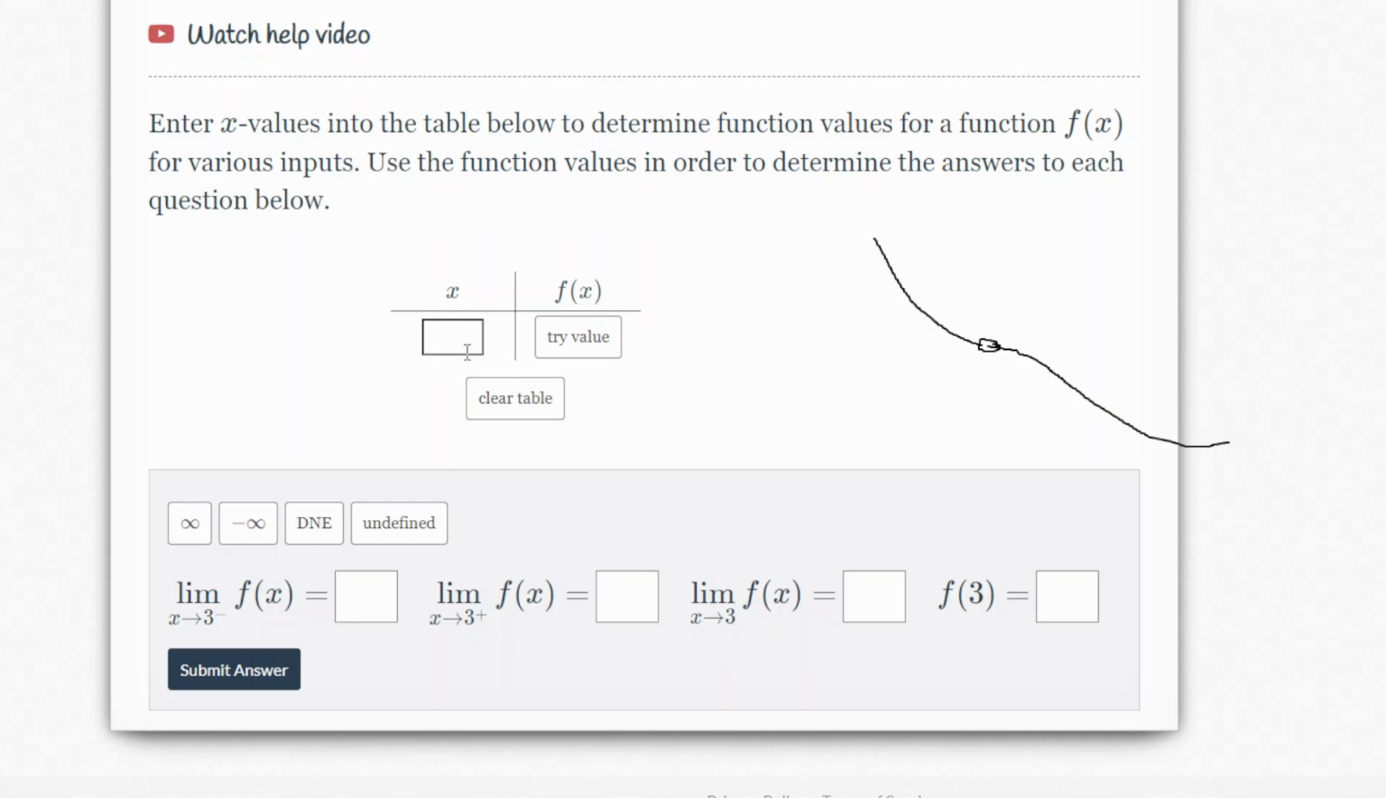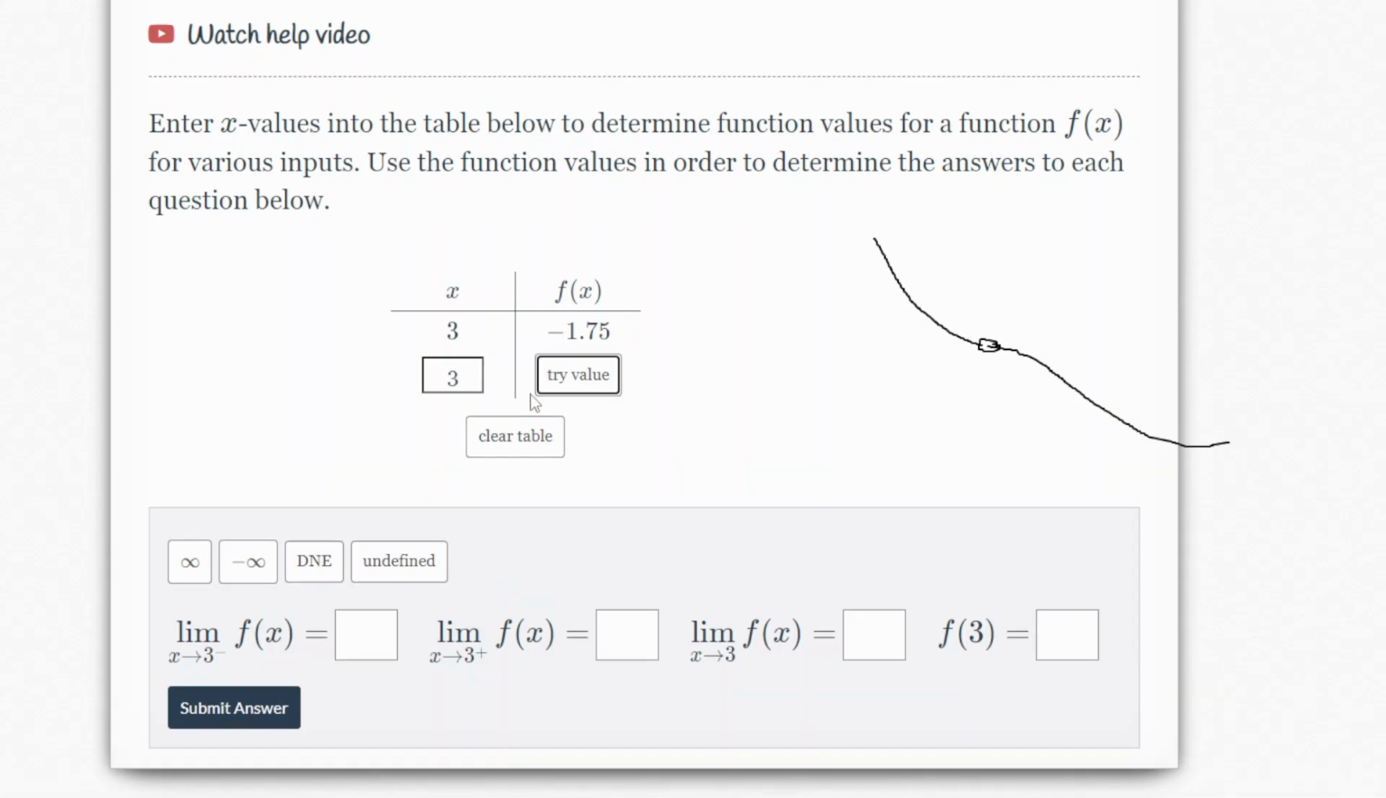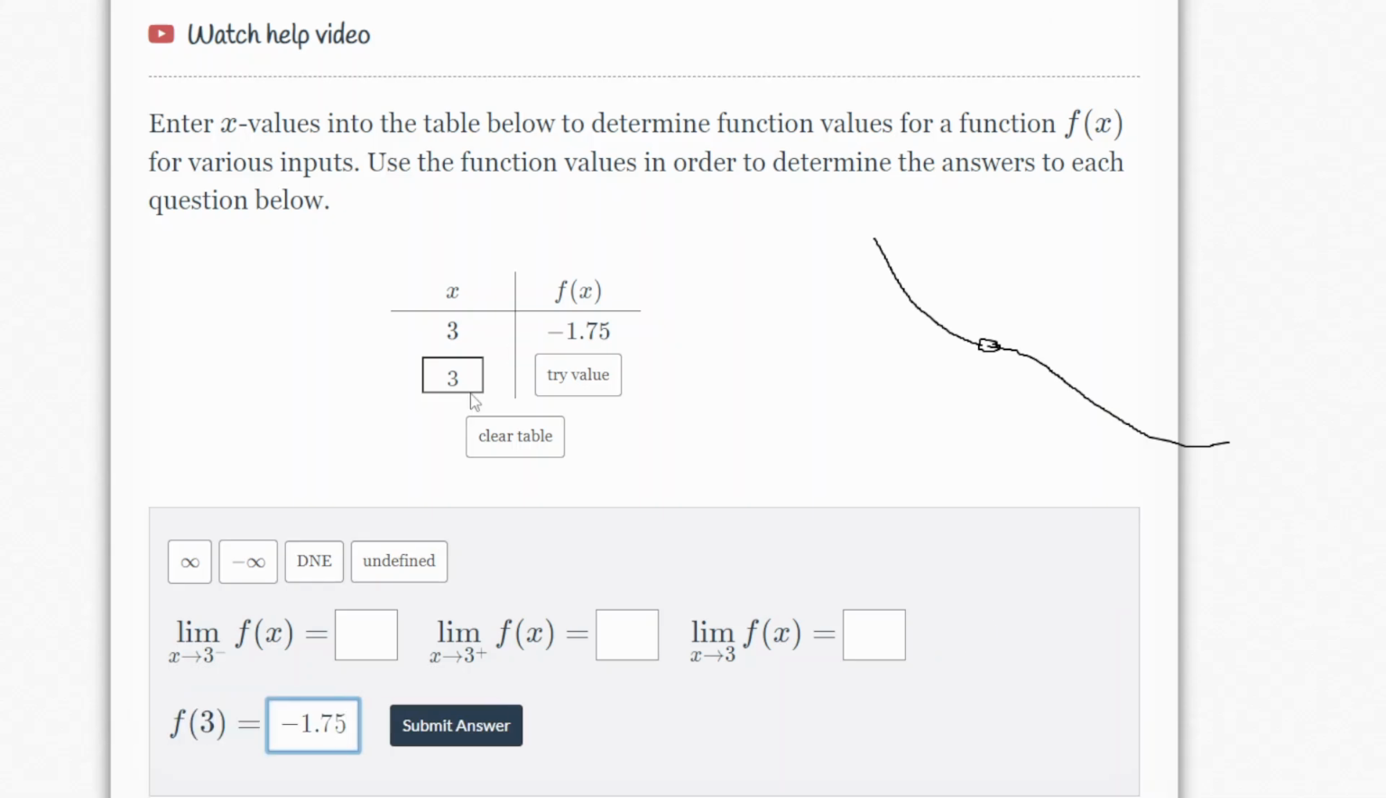So our job is to plug in x values to see what the y values are, and they'll tell us that. First thing I might start with is actually right here, f of 3, because all I need to do is plug in x is 3 to tell me what y is. So I'm going to go ahead and put in that f of 3 is negative 1.75.